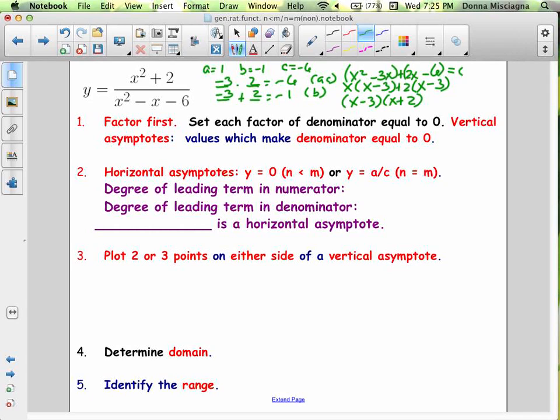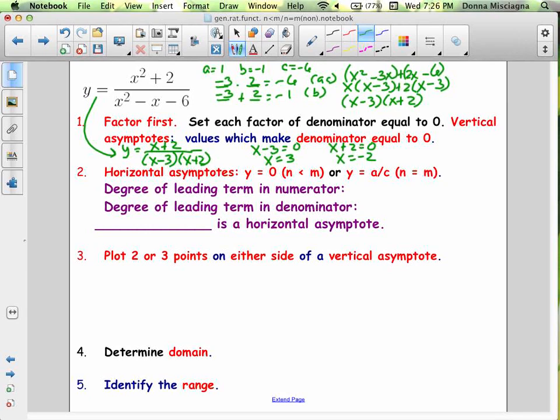We are going to set these equal to 0, but we're going to rewrite it first. So I'm not going to bother to put that equals 0 up here. First of all, rewrite this as y equals x squared plus 2 divided by x minus 3 times x plus 2. For the vertical asymptotes, we're going to set the denominator equal to 0. So we have x minus 3 equals 0, x is 3 is 1. If x plus 2 equals 0, x equals negative 2 is the other vertical asymptote.